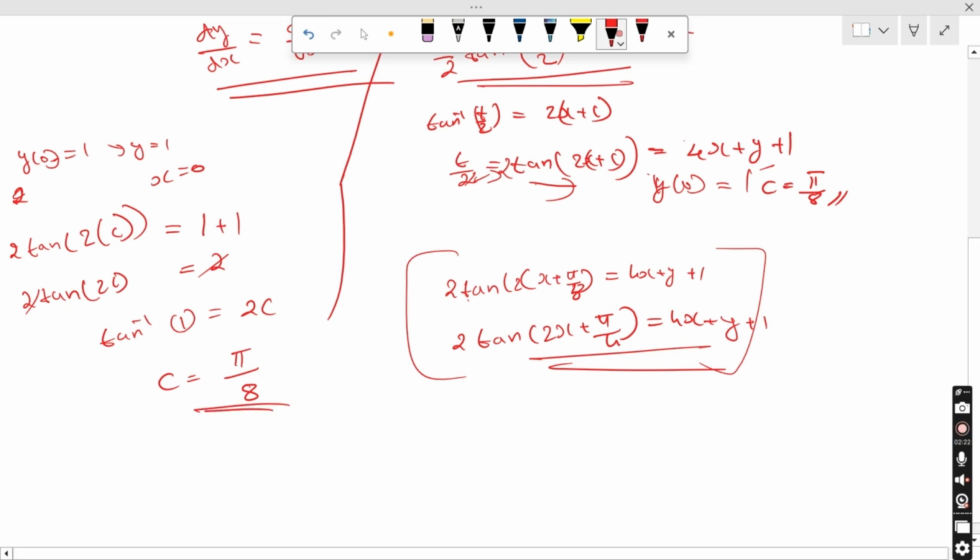Okay, so that's how we got c is equal to pi by 8. Now we have finished with this equation. We got the general solution, and we got the exact solution because we substituted c with the real value using our initial conditions.